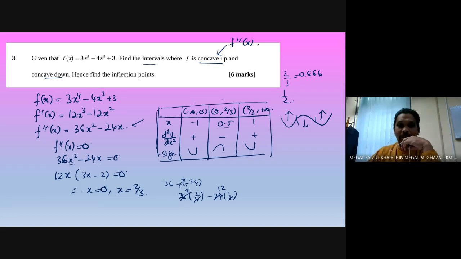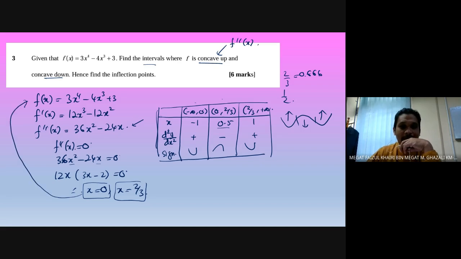Okay, so now class, in this domain, we call the graph concave upward, downward, and upward. So the points of inflection are at x equal to 0 and x equal to 2 over 3. Substitute these two into the function f(x) or y.